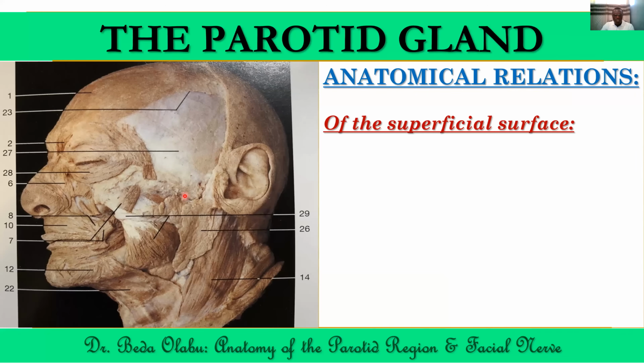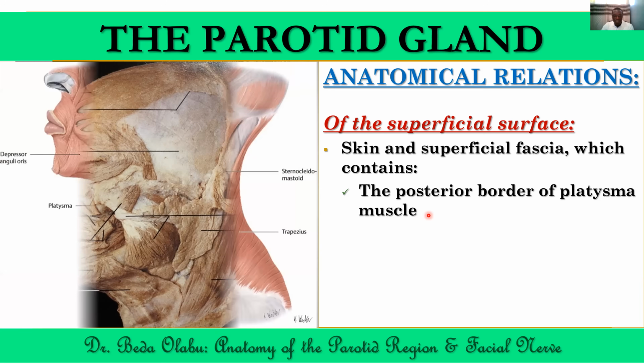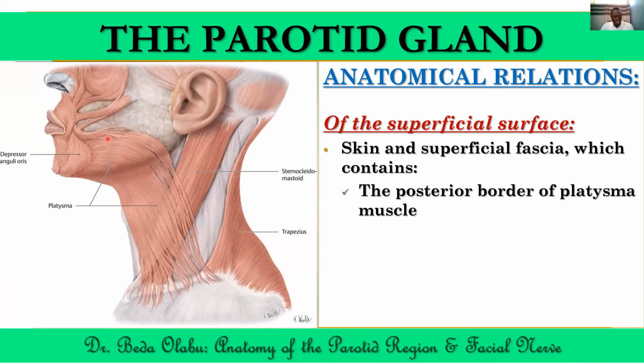How about relations of the superficial surface? So the superficial surface, the surface facing us here, is covered by skin and superficial fascia. That superficial fascia contains a number of things. So we can consider it can contain the muscle fibers of platysma, which continue into it, as you can see in that region.